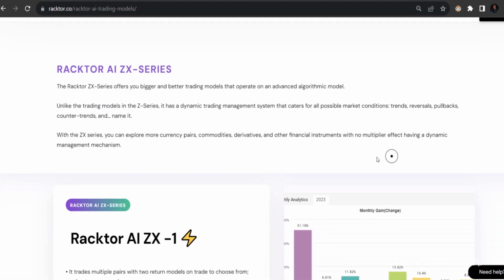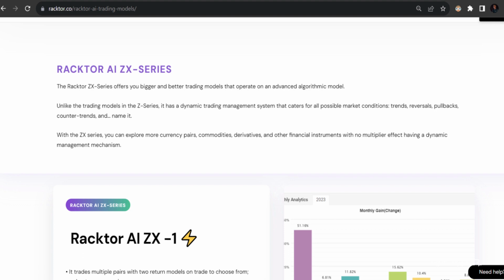And here we are under the ZX series. This is literally up to 10, but I will just be showing you two of it. All right. Racktor AI ZX series offers a bigger and better trading model that operates on an advanced trading algorithm.